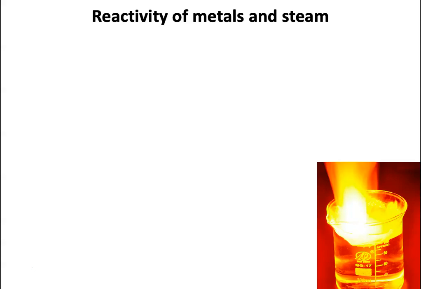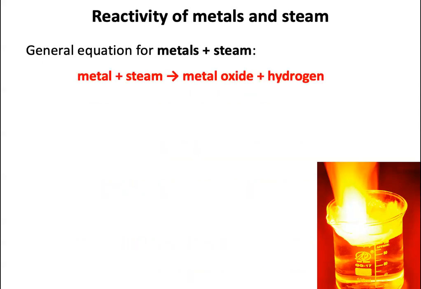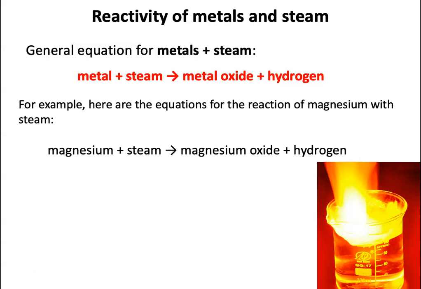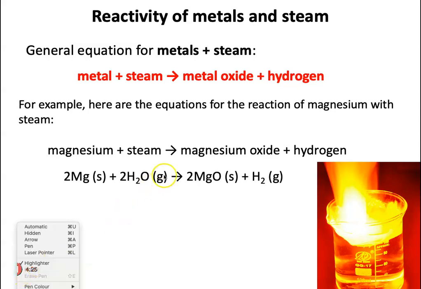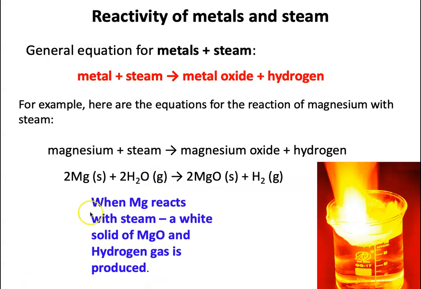Reactivity of metals with steam: the two main products are an oxide and hydrogen gas. So for example, here is the equation. Magnesium plus steam will produce magnesium oxide and hydrogen. And your word equation, again, let me highlight for you. Here now, please notice we are using steam, so therefore it's a gas, and the state symbol for water is gas.